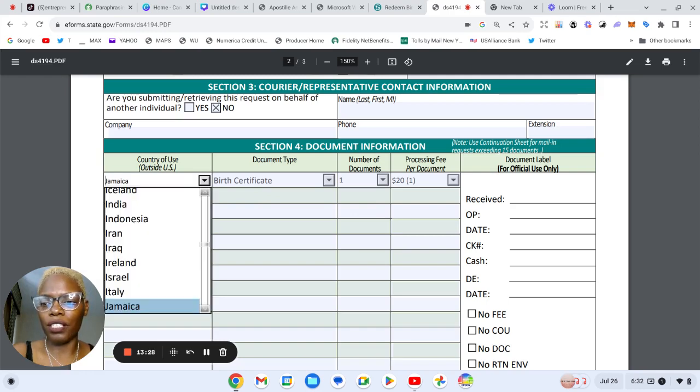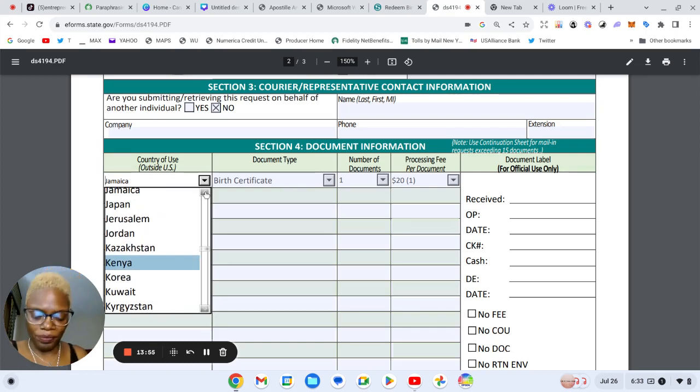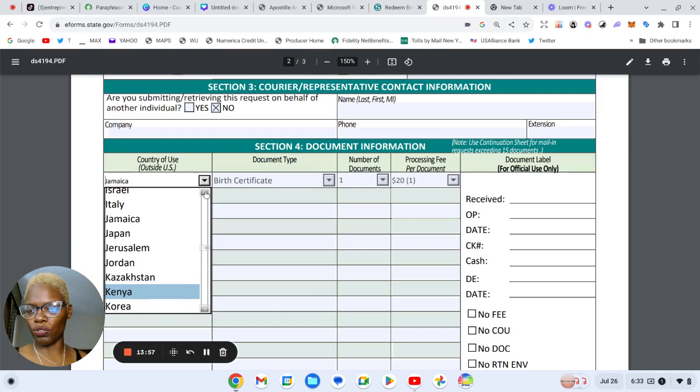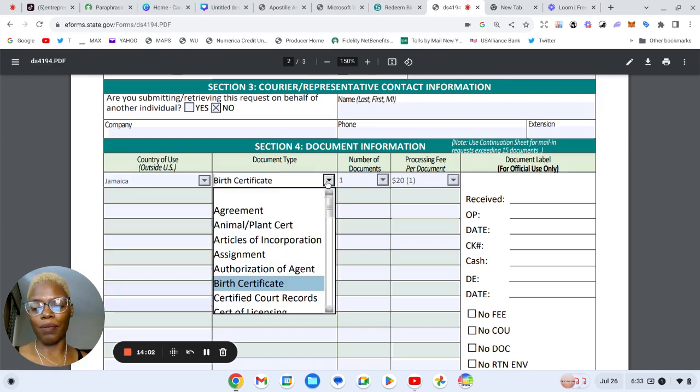The box, the country of use. As you can see, that same list that I showed you on the other page is here. You have all these different countries that you can use. You can scroll all the way down. You just have a whole list that people use. Me personally, I use Egypt. But you get to choose. And the type of document, it is a birth certificate.